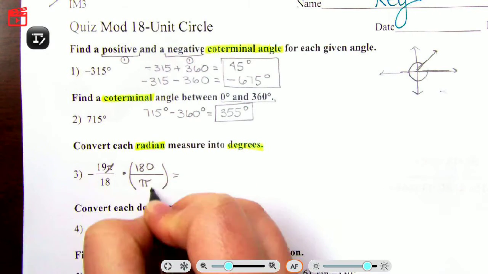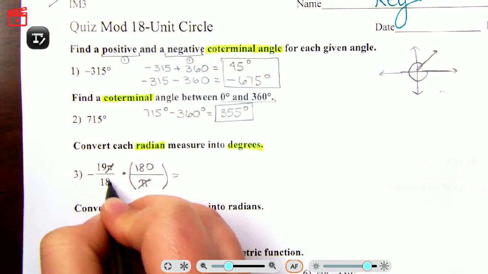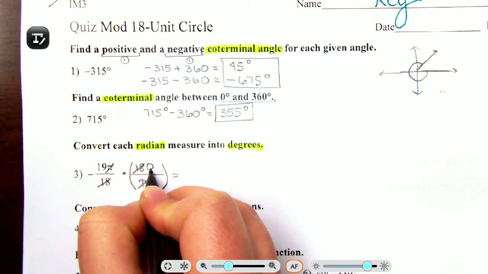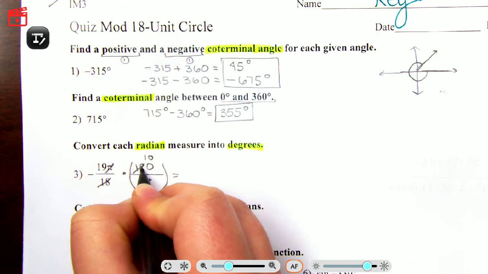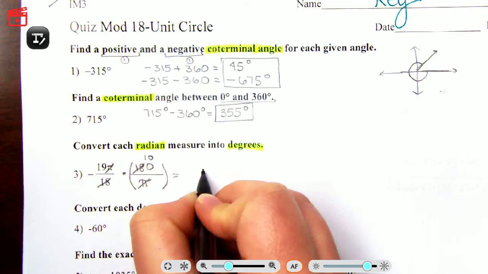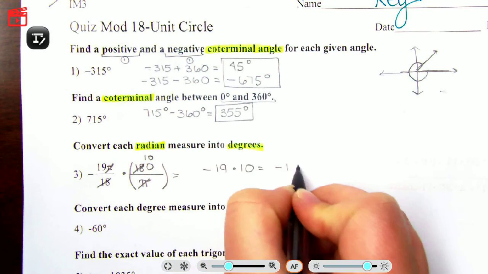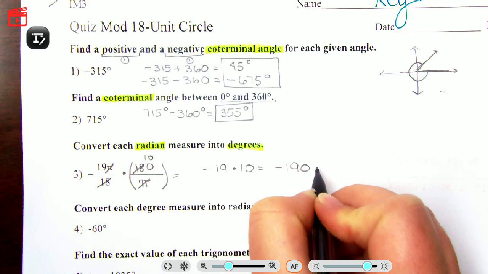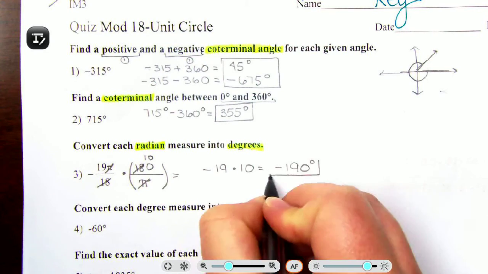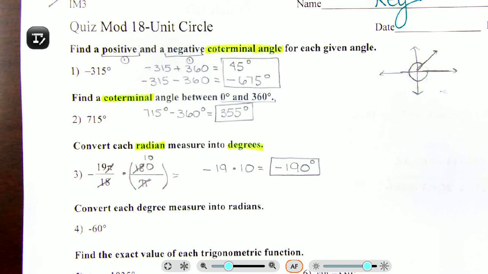I'm going to get rid of my pi's and I'm going to get rid of my 18. The 0 is left over, which means I have a 10 on top. So now I have negative 19 times 10, which means I have negative 190. What do I have? Degrees. If you don't put your unit of measure, it will be marked wrong. It will be considered in radians.